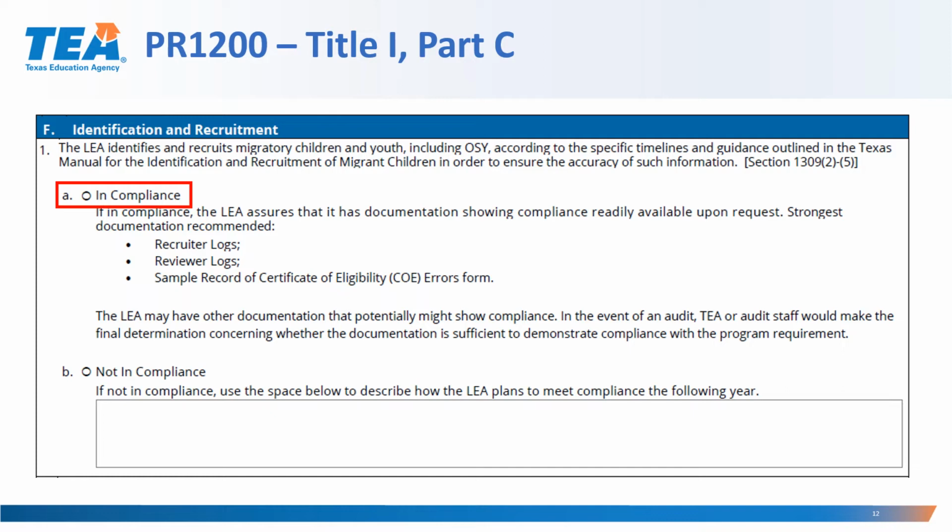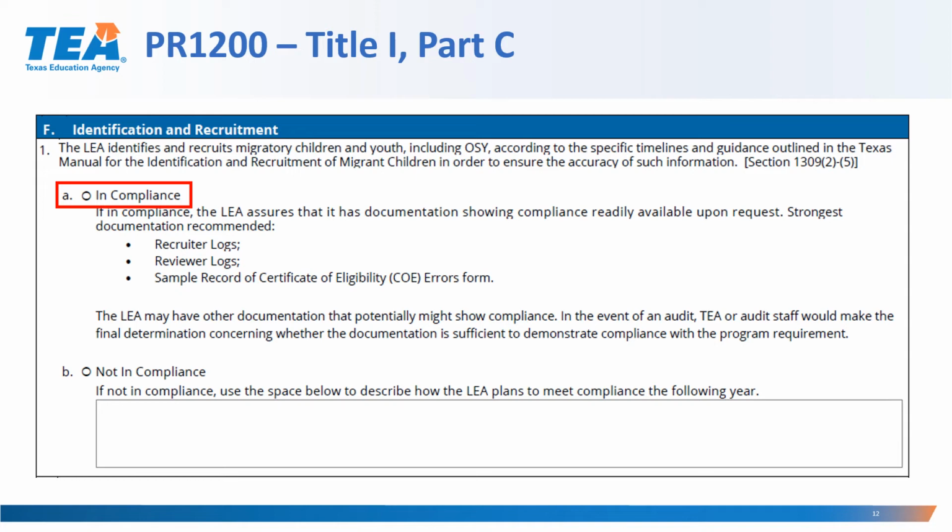As far as the logs, we really recommend that the logs show that identification and recruitment are happening on a year-round basis. How do we show that in there? We understand that there might be highs and lows when it comes to recruitment depending on the populations moving in and out of the district. But we really want to ensure that the logs are showing that recruiters are making efforts throughout the year.